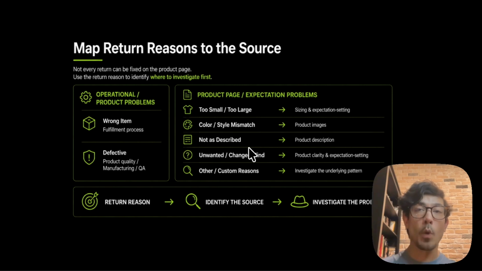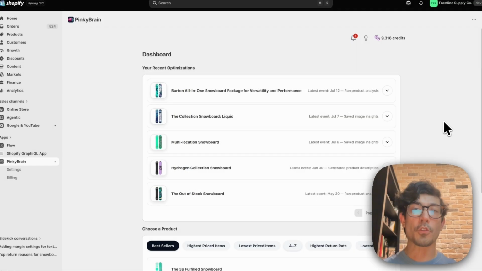You want to figure out what the return reason is. Then you want to identify the source of the return reason. And then you've got to investigate the problem. Now, to work through this process, we're going to use PinkyBrain. PinkyBrain is an AI Shopify app that I developed that helps merchants analyze and improve their product pages. The first thing that we're going to do is pick a product.